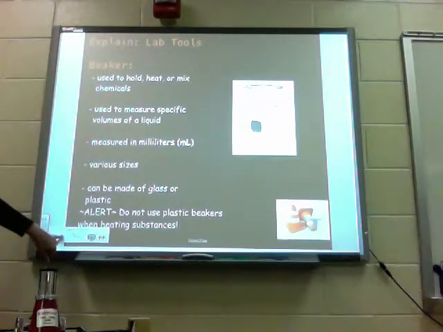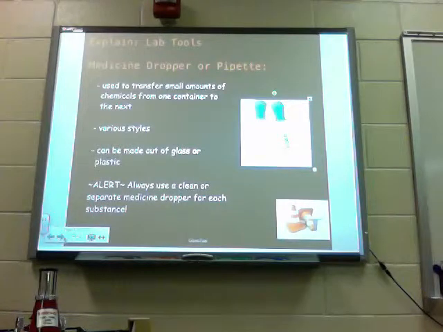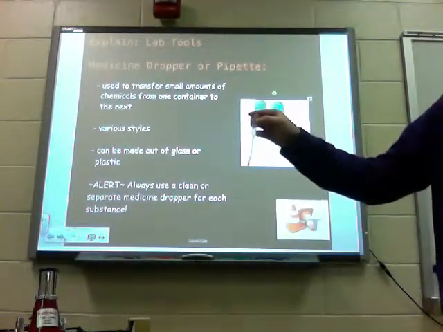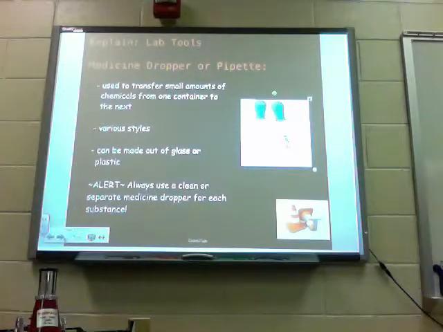All right. And then we have medicine droppers or pipettes. They're used to transfer small amounts of chemicals from one container to the next. Now, a pipette looks a little bit different than the medicine dropper, and it's made of plastic throughout. We'll show you these again tomorrow in class. Various styles. They can be made of glass or plastic.